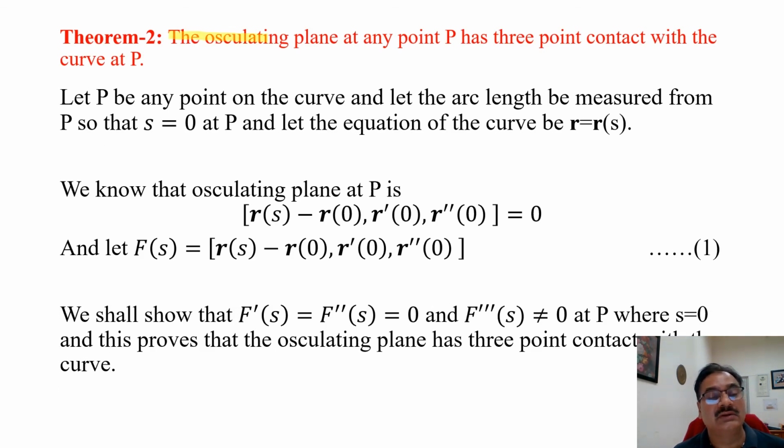Okay, in this way, this theorem is proved. The next important theorem: the osculating plane at any point P has 3-point contact with the curve. Let P be any point on the curve and let arc length be measured from P so that s = 0 in the equation R = R(s), and we know that the osculating plane at P is given by this. So, expression 1, and further we shall show that F'(s) = F''(s) = 0, and the higher order derivative is non-zero at P where s = 0, and this proves that the osculating plane has 3-point contact.